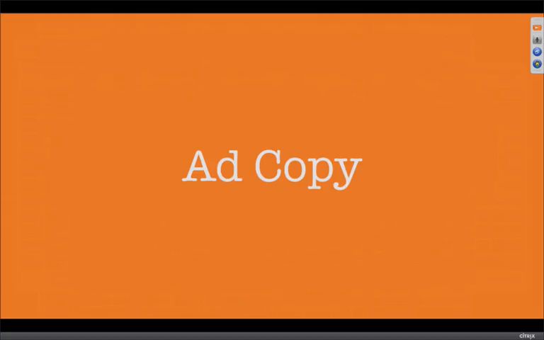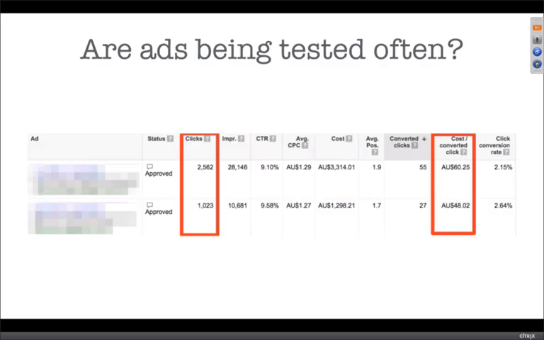Okay, ad copy. So increasing click-through rate. Are you testing ads often enough? If I log into a new account, or if I log into something that we're managing, which would be very, very rare, and see something like this, then my head's going to explode. Because if we've been running 2 ads this long, and one of them is about 25% worse than the other, well then there is a very, very easy win.